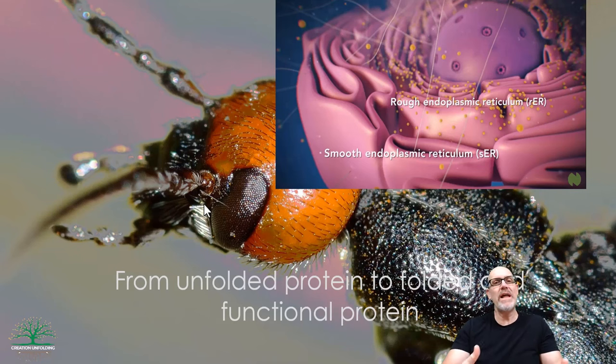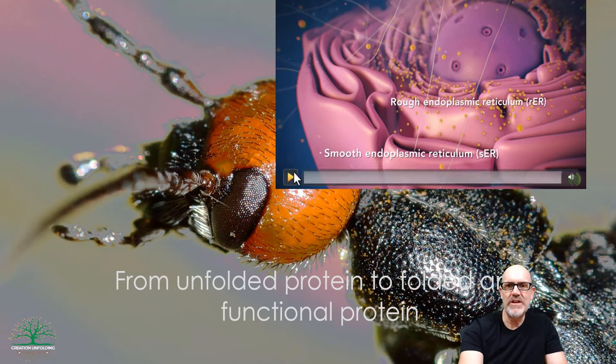Okay, so then what happens? Well, the protein is made, and then the protein actually has to be folded. So we're actually going to talk about that. Now, this here is the nucleus of the cell. Here is our endoplasmic reticulum, and these little yellow things here, that's actually the ribosomes. So let's play this video.